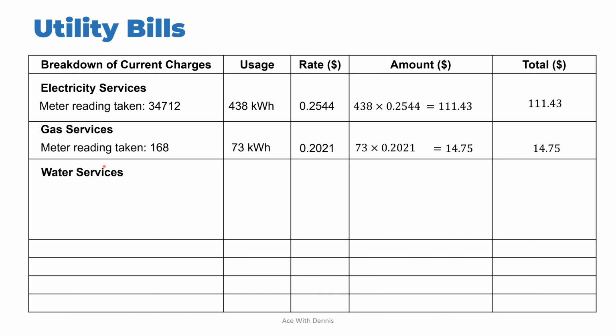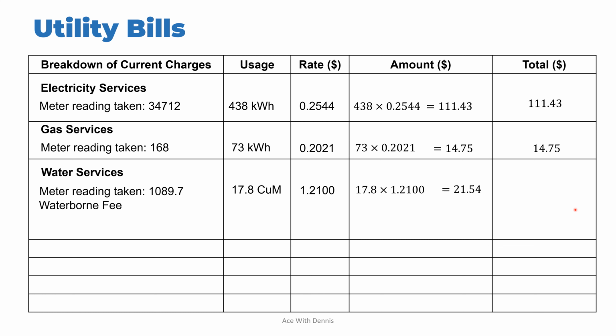The next part is the water services. Under water services, the first thing we will see is the meter reading taken, which is 1089.7. Again, this is not that important. The usage is more important. It is 17.8 cubic meters. The rate is $1.21. So the amount will be 17.8 times 1.21, which is $21.54.